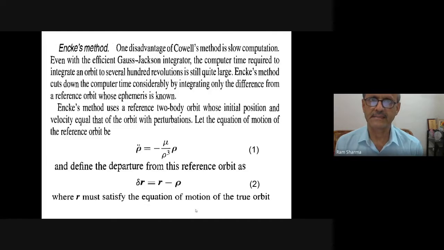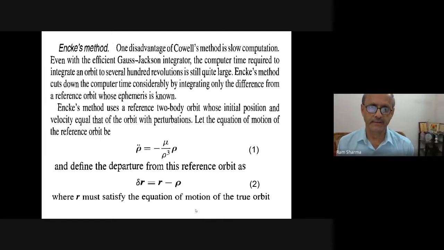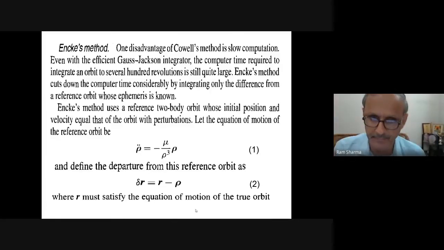Encke's method came about because in those days, when these methods were developed, everything had to be done by hand calculation. There were no calculators, no computers, nothing. So Encke worked to simplify. He used the method of a reference orbit, the two-body reference, and found the difference of the perturbed orbit, so that he could save computing time.